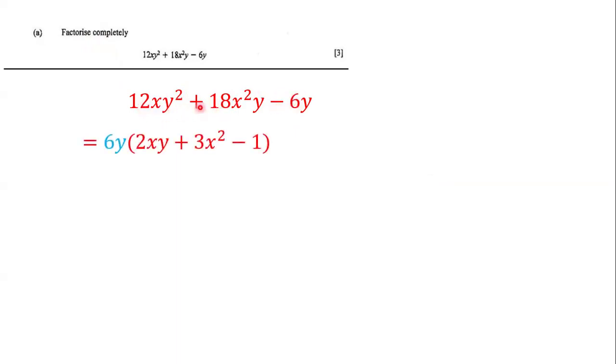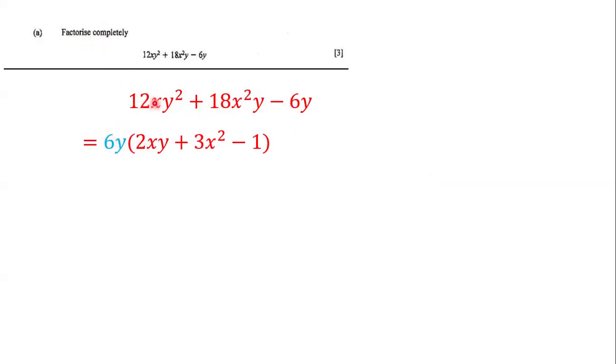Factorize completely. Notice that we have 12xy squared plus 18x squared y minus 6y. And so notice here that we have 12, we have 18, and we have 6. And so what is the highest number that you can think of that can go into 12, that can go into 18, and that can go into 6? The highest number that can go into 12, 18, and 6 is definitely 6. And so we have 6 on the outside.